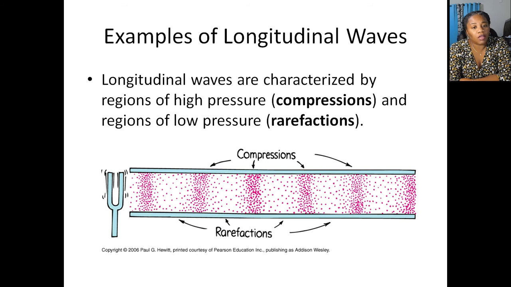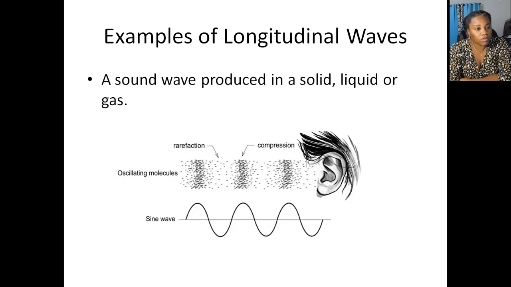Longitudinal waves are characterized by regions of high pressure known as compressions and regions of low pressure known as rarefactions. So here we have the examples of the compressions, where we have a higher concentration of particles or matter, and the rarefactions, in here we have a lower concentration of matter. Matter could be molecules, atoms, ions. You could think of it as air. A sound wave produced in a solid, liquid, or gas is an example of a longitudinal wave.